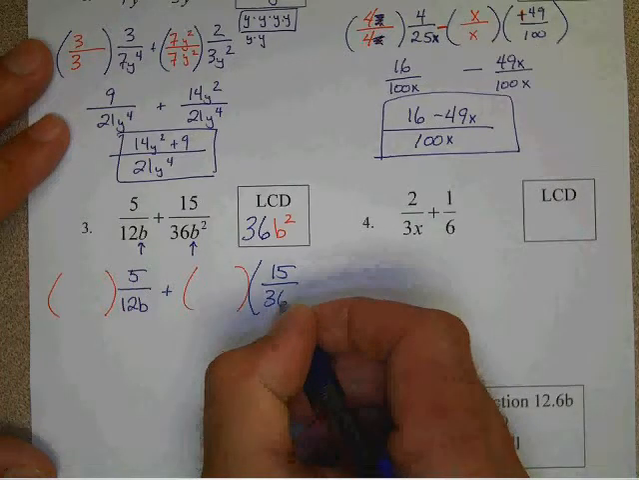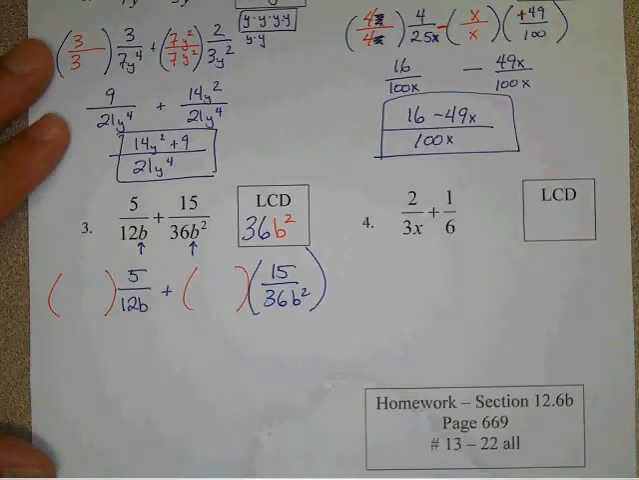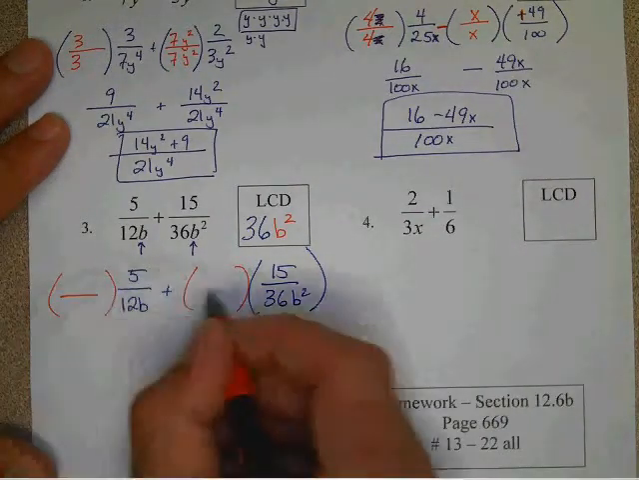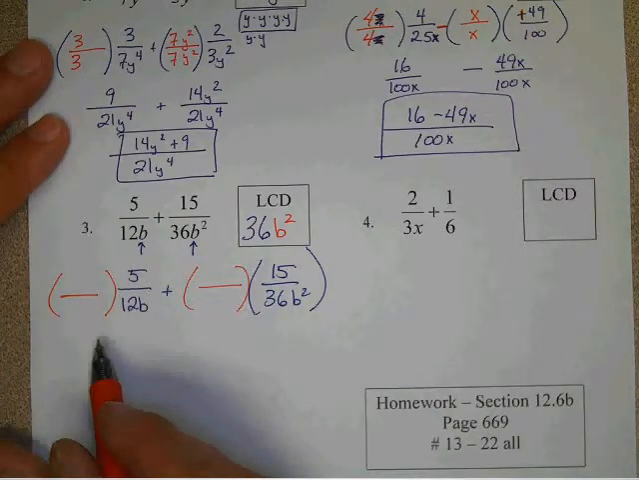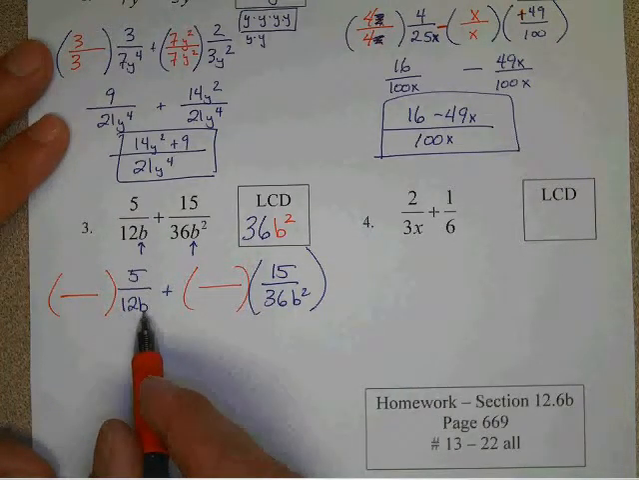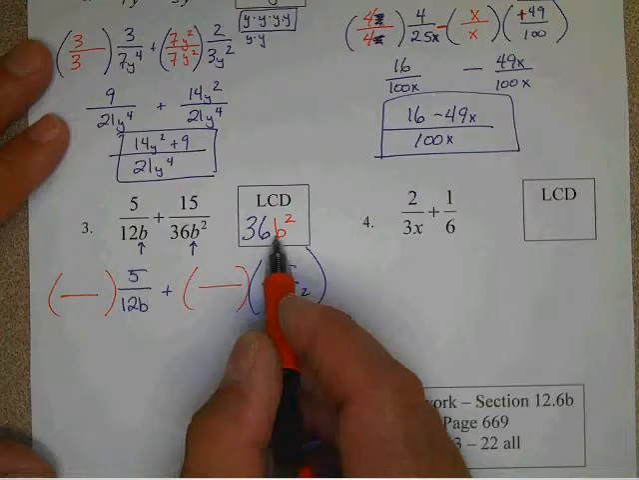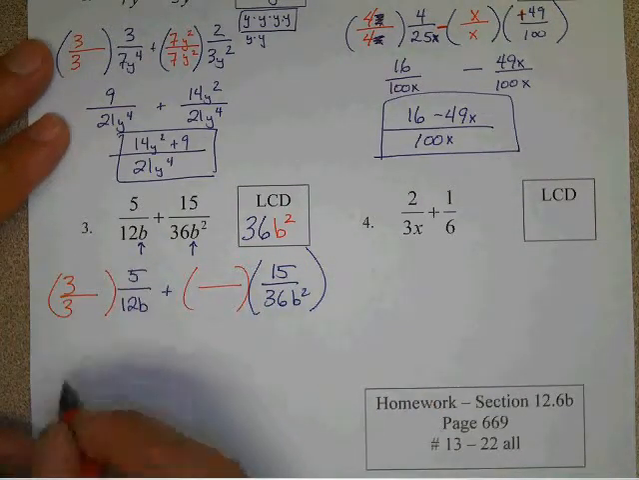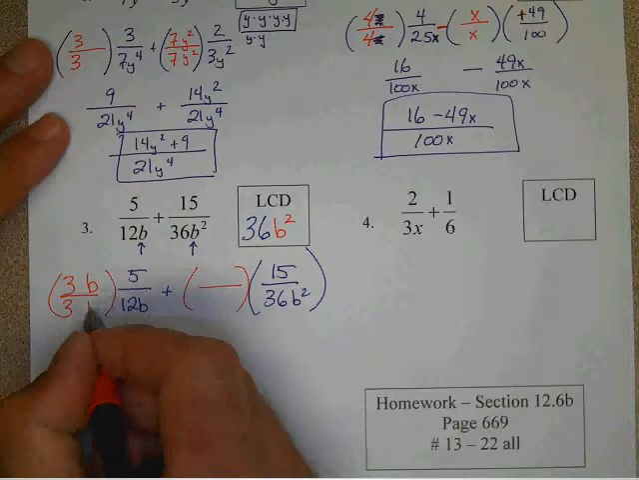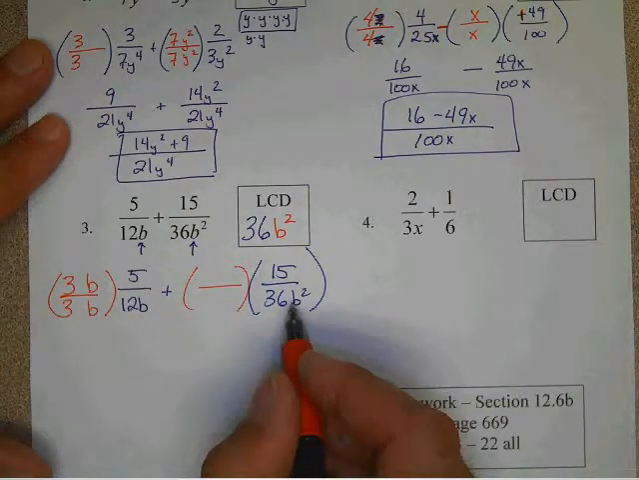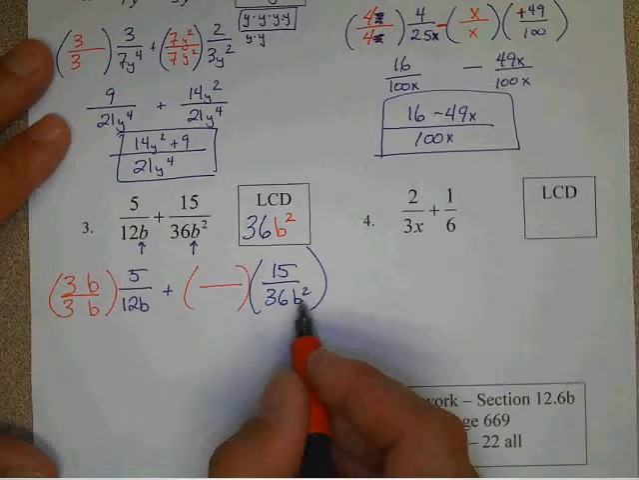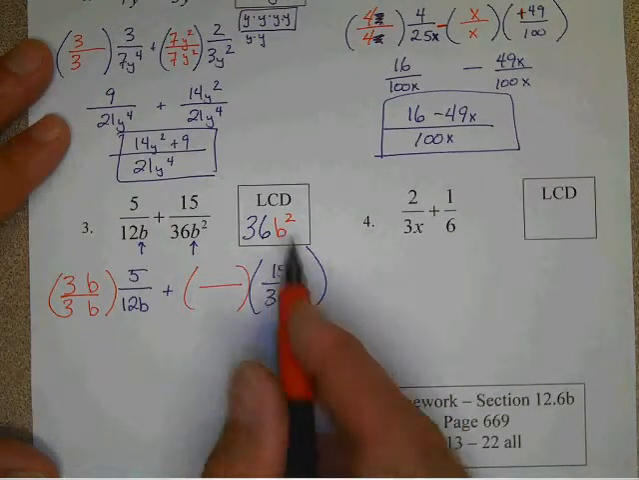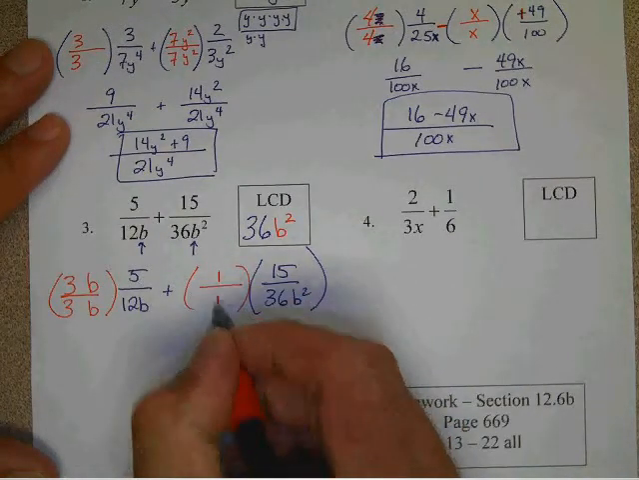So I'm going to recopy down the problem, except I'm going to put my two missing parentheses, and these are my multipliers for what's missing. 12b times what is 36b squared? What's missing? Well, a 3 is missing, and 1b is missing. On this side, we already have 36b squared, so there's nothing missing. So I'm guessing we're just going to multiply by 1.